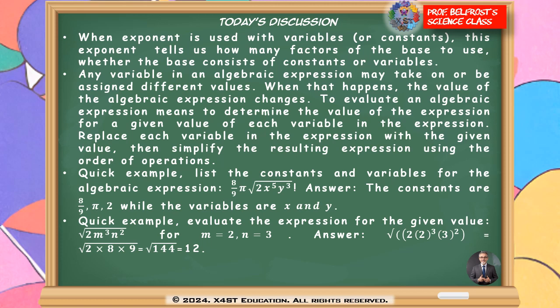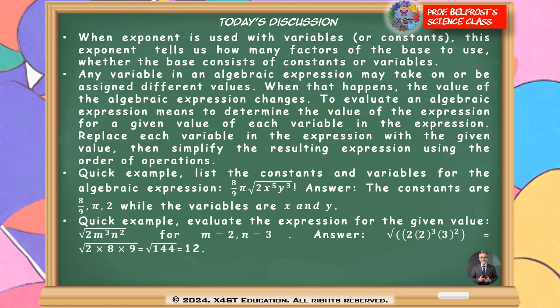Any variable in an algebraic expression may take on or be assigned different values. When that happens, the value of the algebraic expression changes. To evaluate an algebraic expression means to determine the value of the expression for a given value of each variable in the expression. You just simply replace each variable in the expression with the given value, then simplify the resulting expression using the order of operations, PEMDAS. I want you to memorize that.